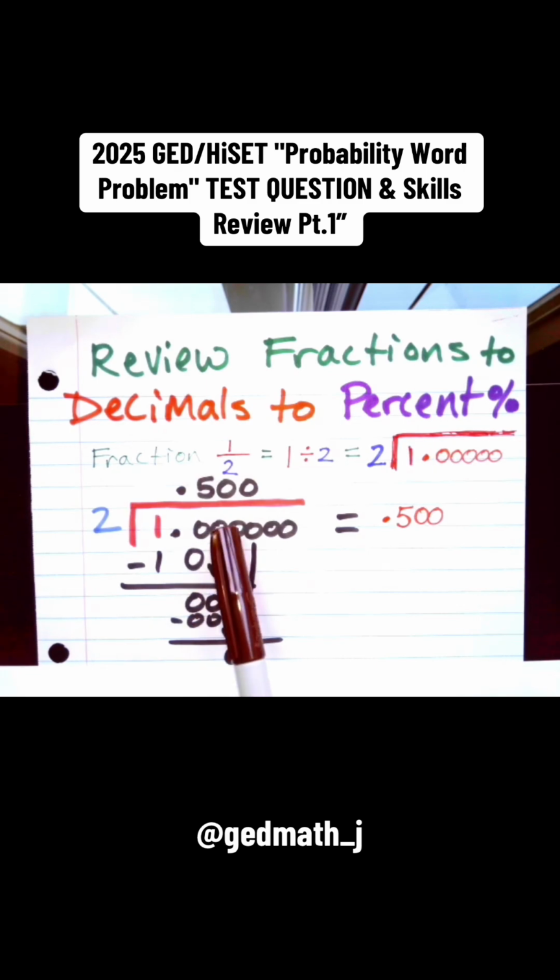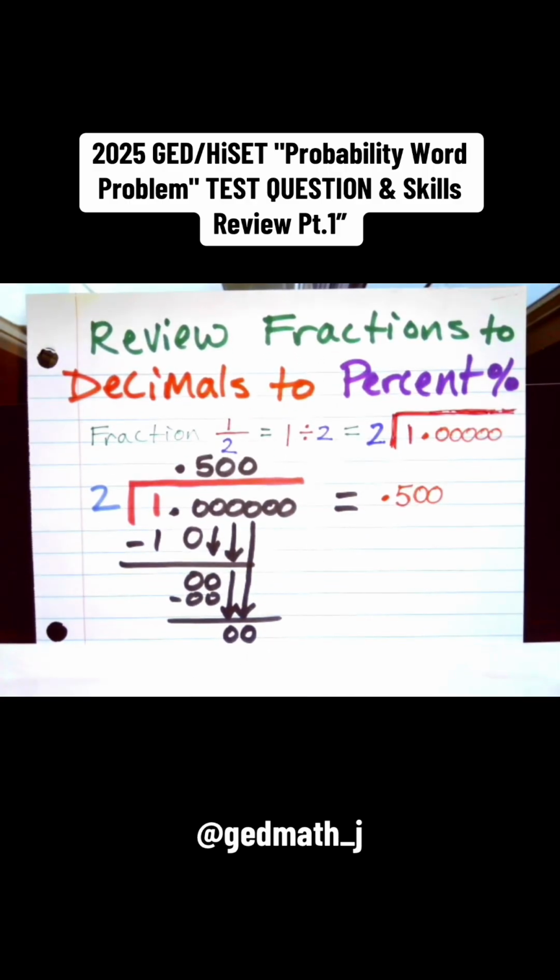That gives me 0. I'm going to bring down my 0. What number times 2 will give me 0? Well, 2 times 0 gives me 0. So I'll subtract those 2 zeros and bring down another 0. Again, 2 times 0 gets me 0. And I can go on and on, and all these zeros will continue and keep growing for infinity. So you can see that 1/2 has now been converted into 0.50. You can add as many zeros as you like. So now I've converted a fraction to a decimal.